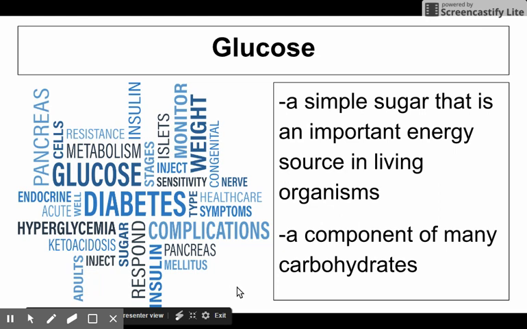Glucose. Glucose is a simple sugar. It was hard to find a picture for that, so I found a picture of words that have to do with glucose. You hear it used in lots of different things, from your metabolism to how it affects people with diabetes, different complications that result from too much glucose or too little. So basically, glucose is a simple sugar.